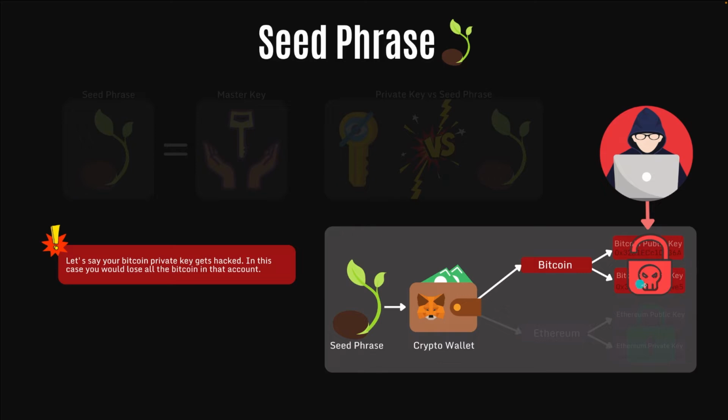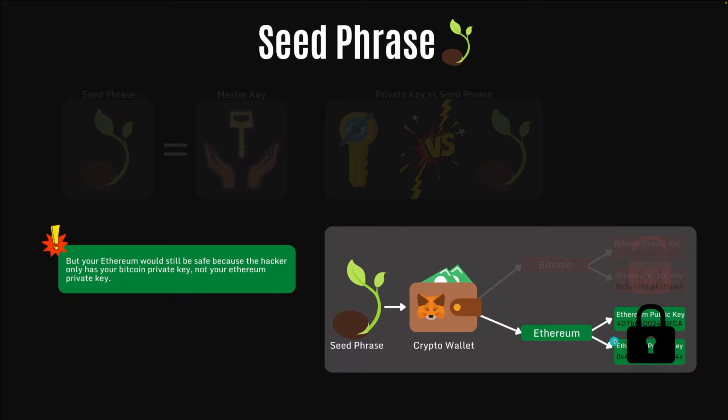Let's say your Bitcoin private key gets hacked. If that happens, then you would lose the Bitcoin that's inside of this address, right? Because each public key is paired with a private key. So if your private key got stolen, then anything in this address would also get stolen.